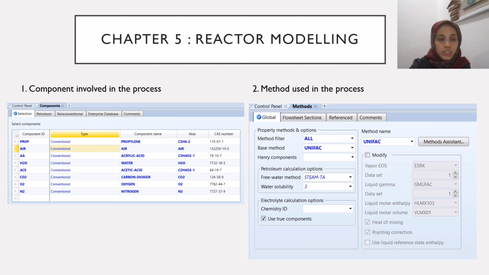Next is reactor modeling. This reactor modeling is simulated using Aspen Plus. This is the screenshot I captured from Aspen. The first step is to list all the components involved in the process: propylene, air, acrylic acid, water, acetylene, carbon dioxide, oxygen, and also nitrogen. Next, we put the method used in the process as I explained in Chapter 1. We decided to use UNIFAC as the thermodynamic model.